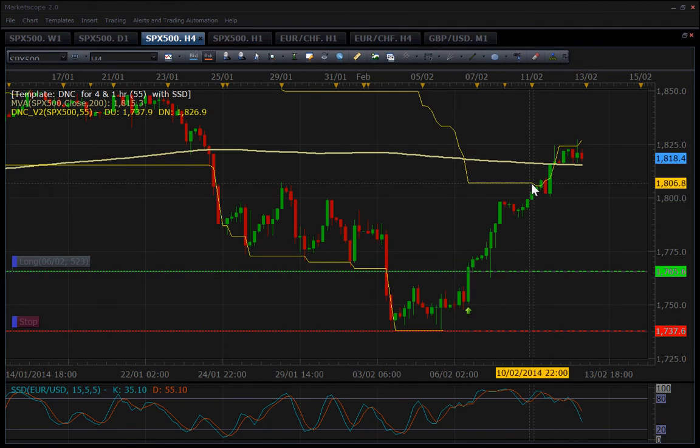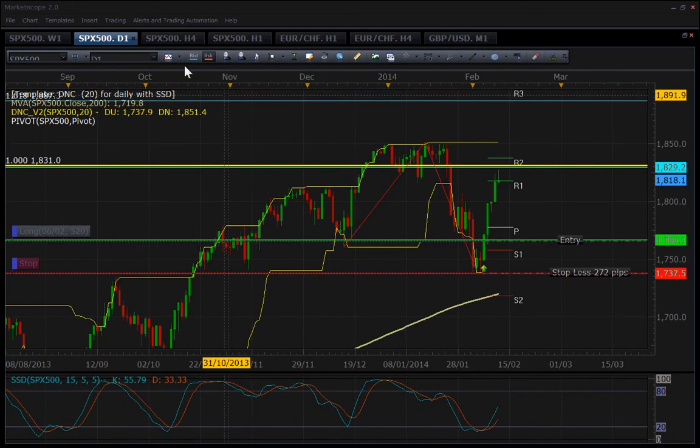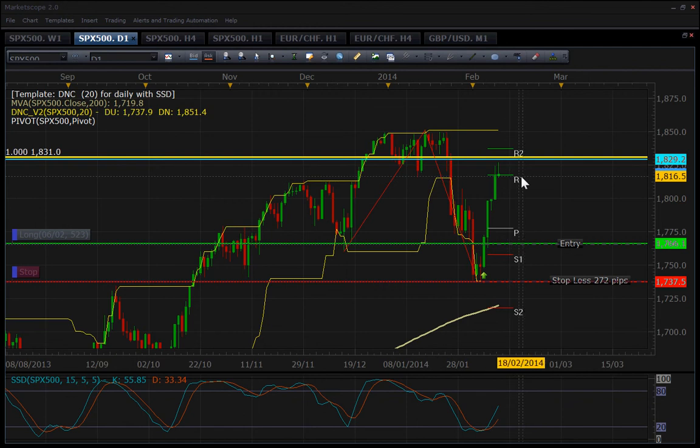The 4 hour DNC Donchian channel had been activated, and the 4 hour and the 1 hour both were in open long positions possible. Price hit above the 200 on the 4 hour, and you can see it's just been playing with that 200, the leading indicator that all financial institutions are looking at. And that's why we put it on our charts. The R1 seems to be holding right now in terms of support.